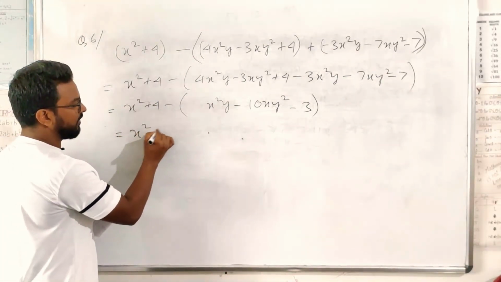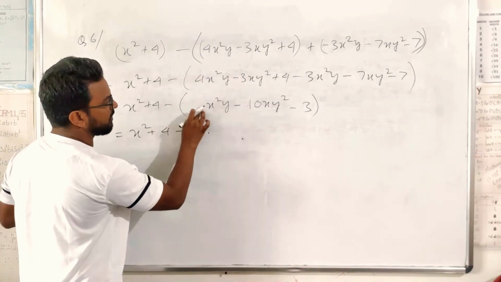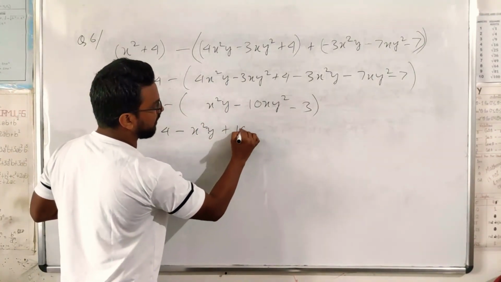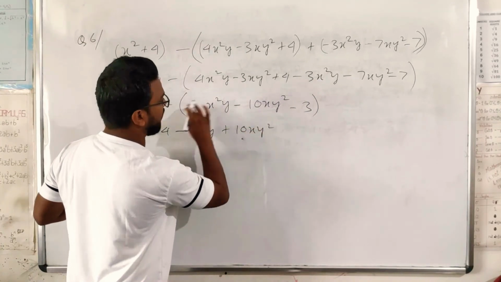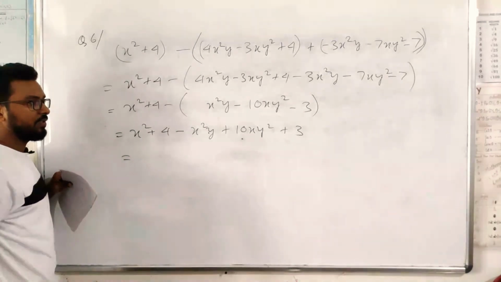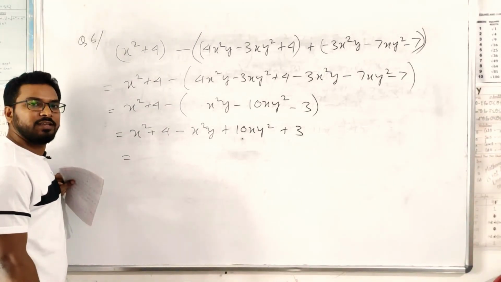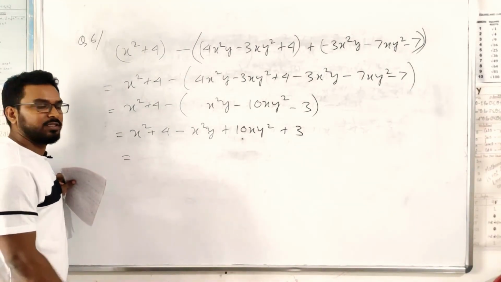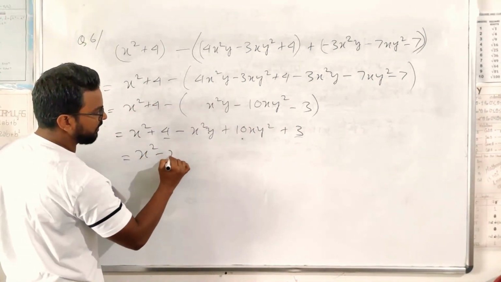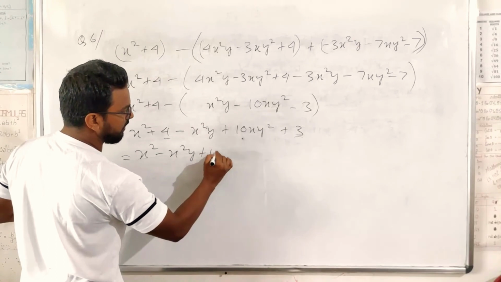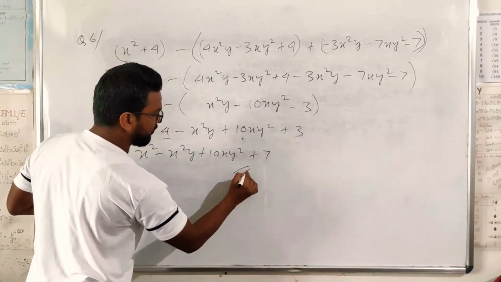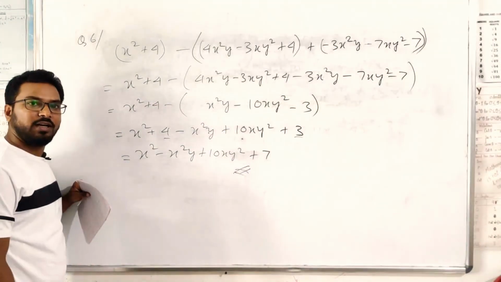Now we'll open the bracket. Plus 4 minus, minus plus, it will be minus x square y, minus minus, it will be plus 10xy square, minus minus, it will be plus 3. Is there any like terms? There are no like terms except these numbers. Okay, so the others you just write down as they are. Plus 10xy square. 4 plus 3 is 7. This will be our required answer.